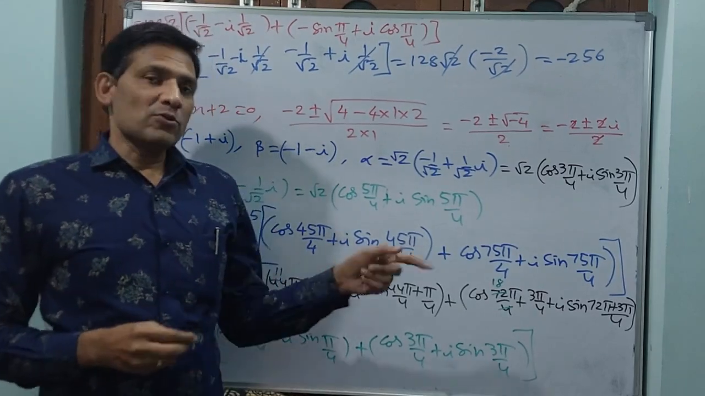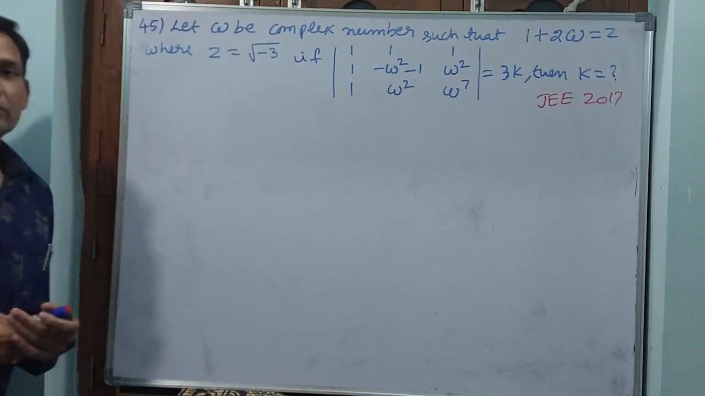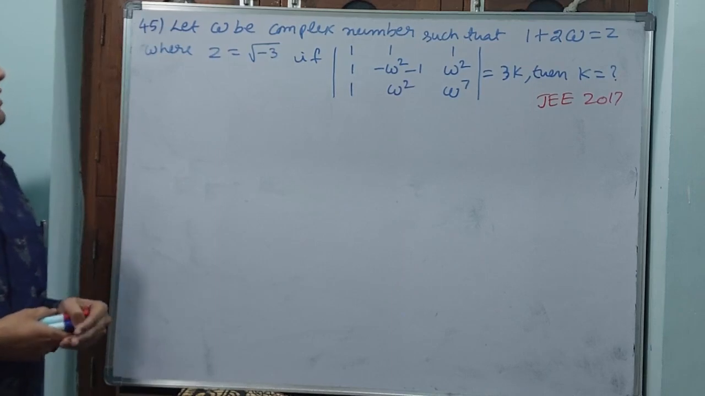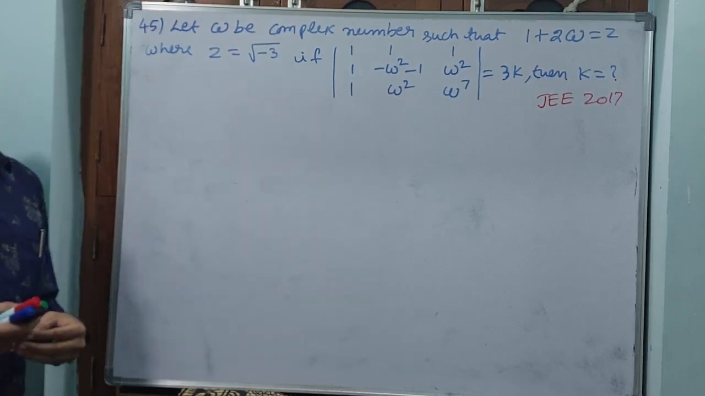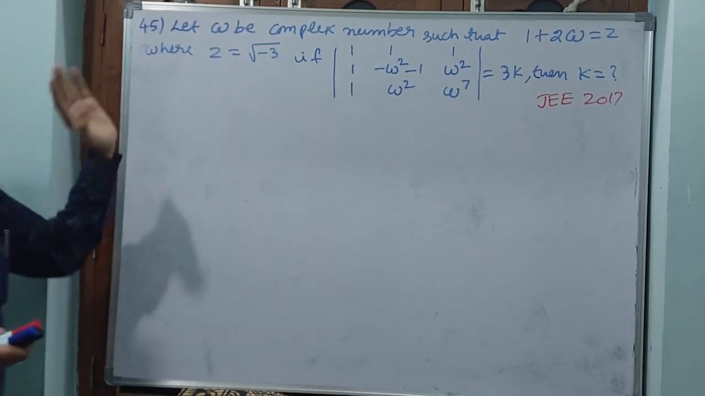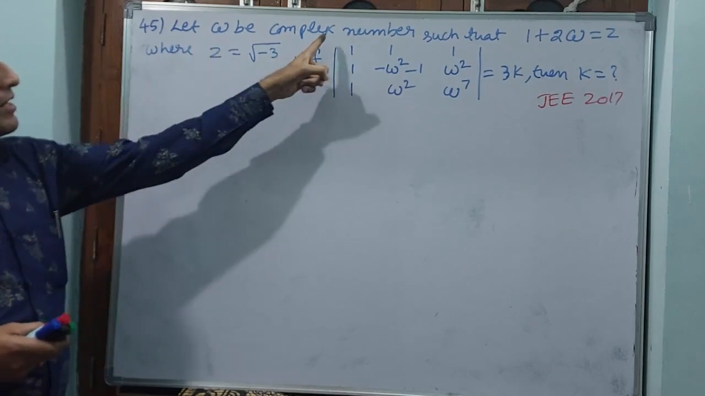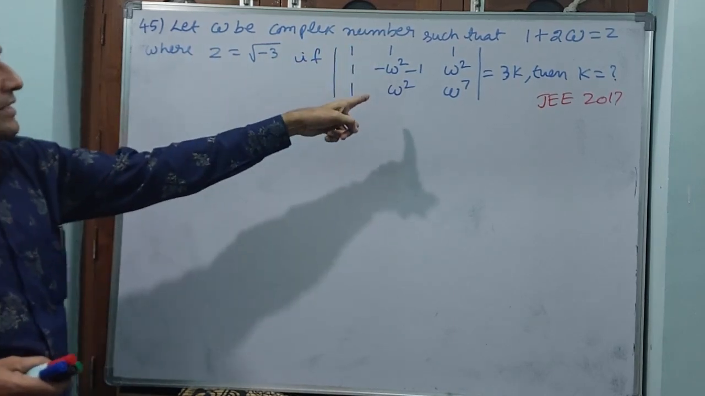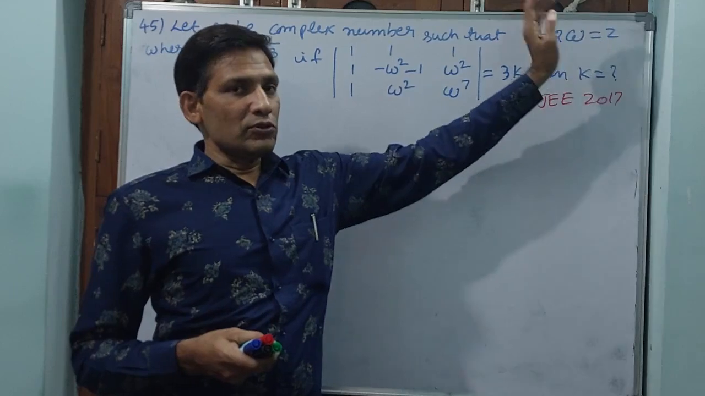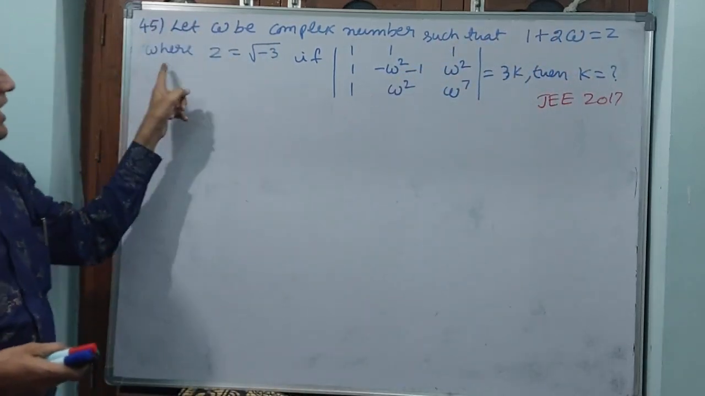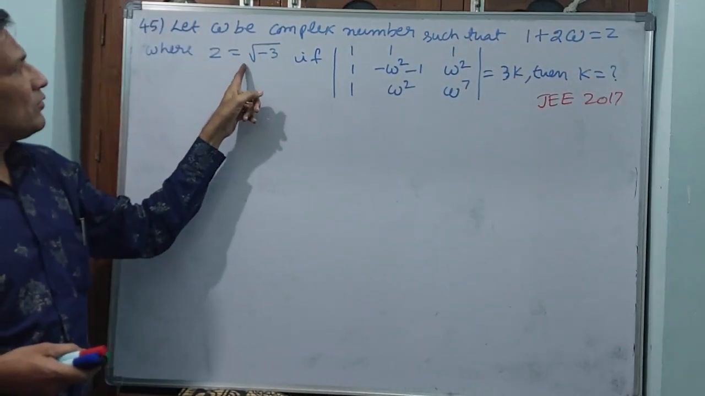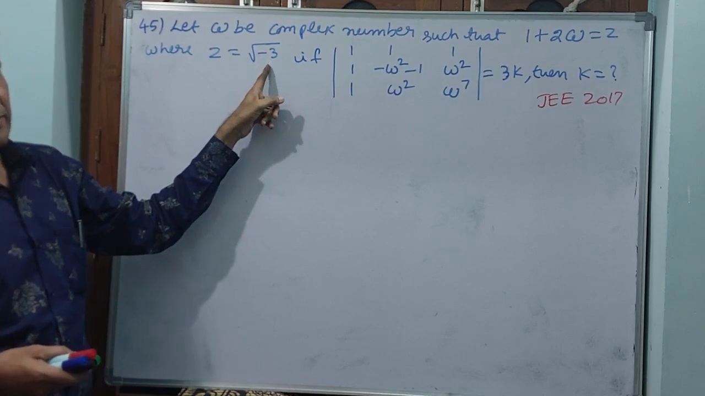Okay. Let us go for the 45th question, last question. Okay, see, this question was asked in JEE 2017, 45th question, last question. Let omega be a complex number such that 1 plus 2 omega is equal to z. One equation they have given where z value also they have given. z is equal to square root of minus 3.